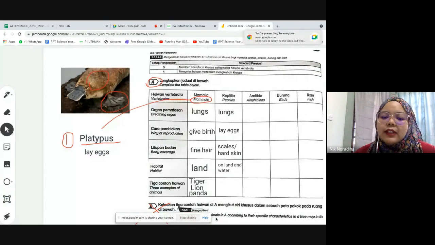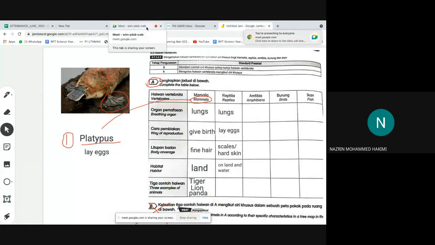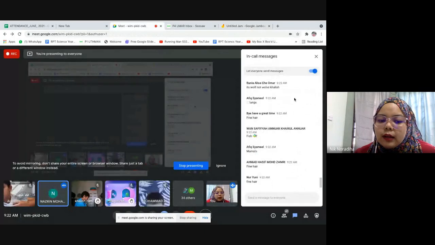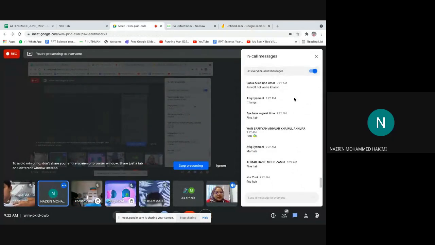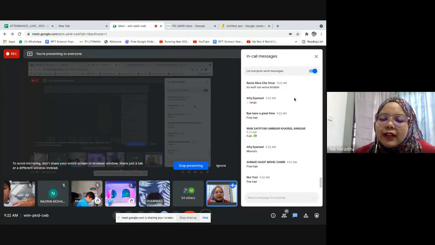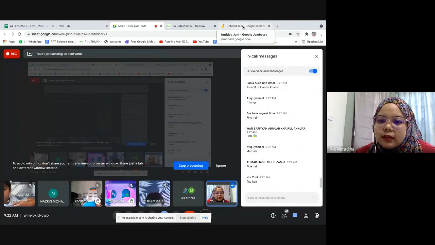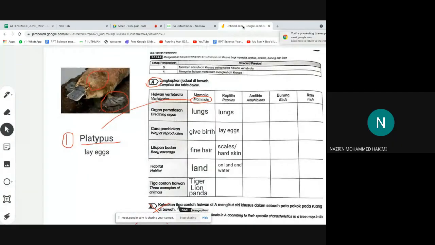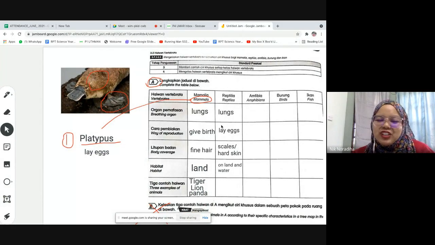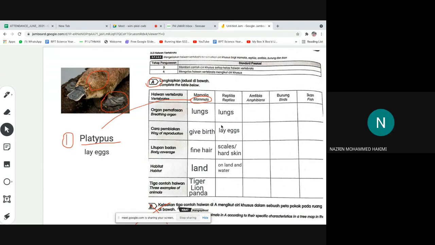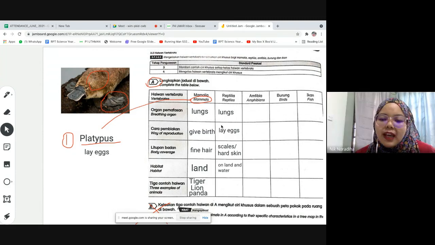Let's continue. How about dolphin, Nazrin? It's weird saying that as a fish because I've never said a dolphin was a fish. But dolphins, whales, and sharks, they are under mammals. They are under the group mammals, all right?